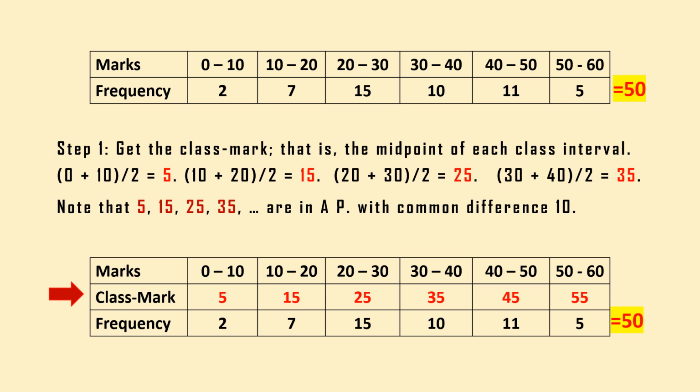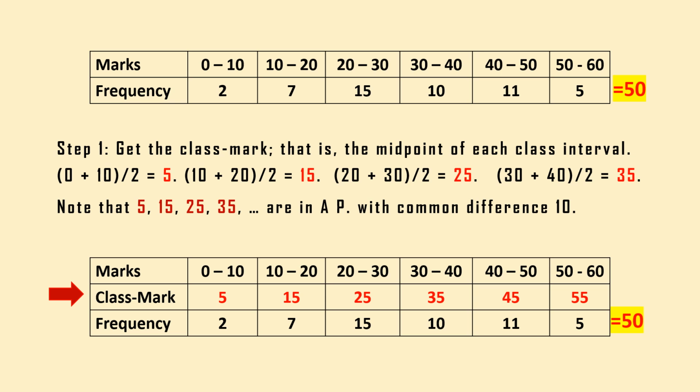So what is the first step? First of all, you have to make an extra column for class mark, next to the frequency. And what is class mark? The midpoint. 0 to 10: what is the midpoint? 0 plus 10 divided by 2, that is 5. 10 to 20: class mark 10 plus 20, 30 by 2, 15. 20 to 30: 20 plus 30, 50 divided by 2, 25.